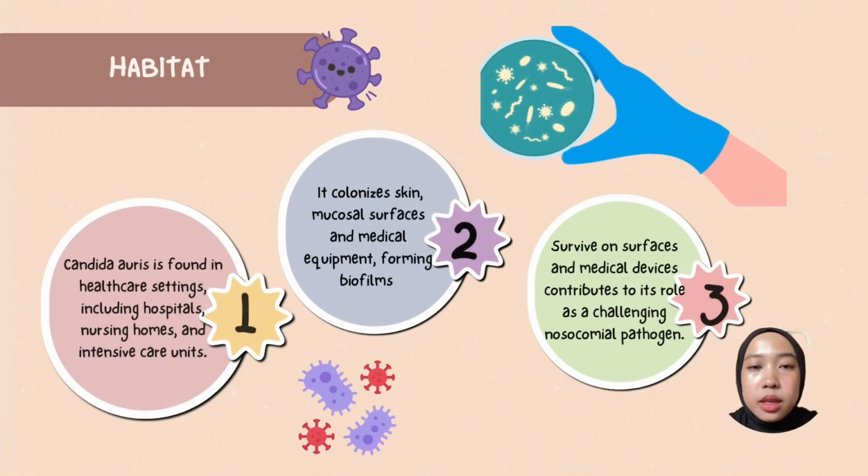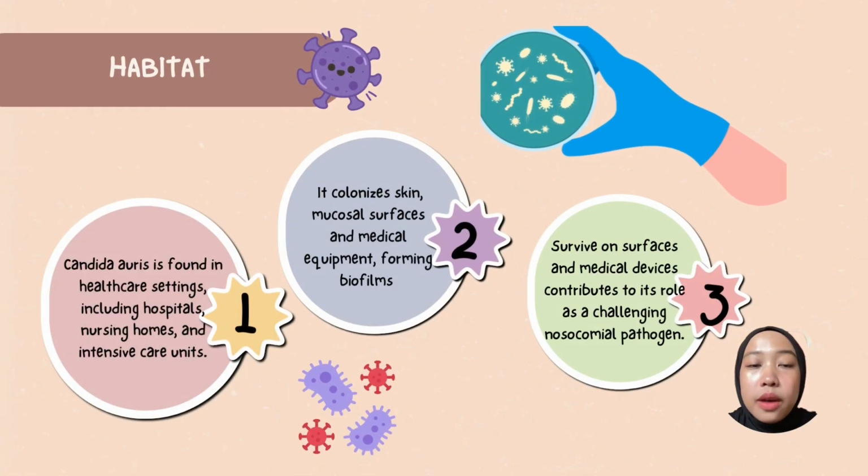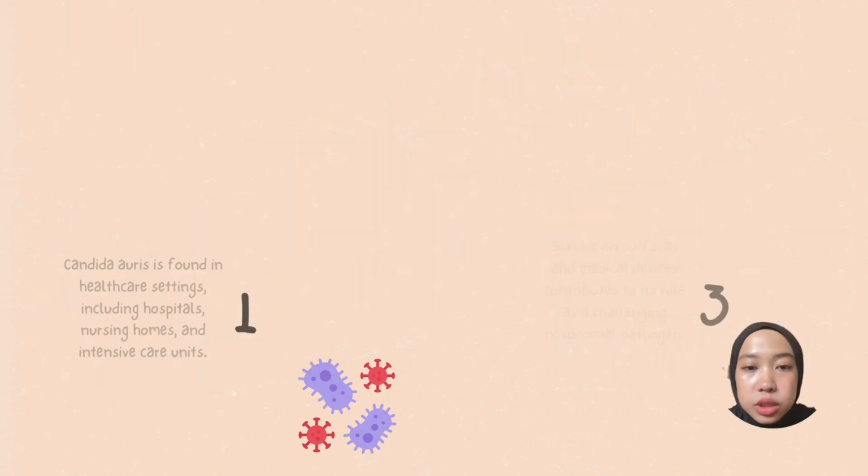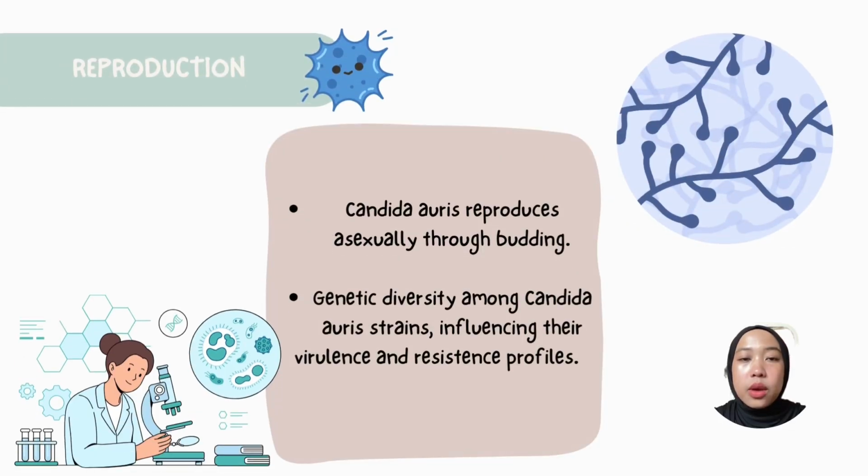And next is habitat. Candida auris is primarily found in healthcare settings, including hospitals, nursing homes, and intensive care units. It colonizes skin, mucosal surfaces, and medical equipment, forming biofilms that enhance its persistence and resistance to disinfection. The ability of Candida auris to survive on surfaces and medical devices contributes to its role as a challenging nosocomial pathogen.